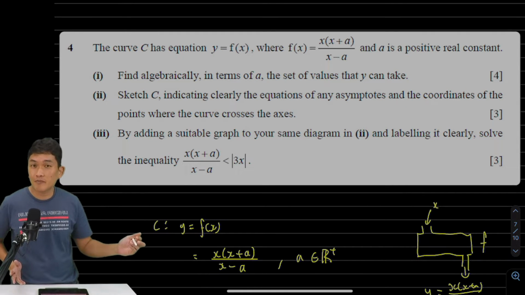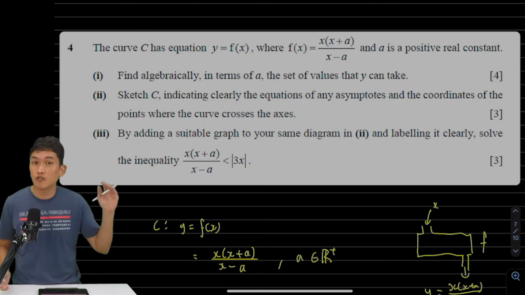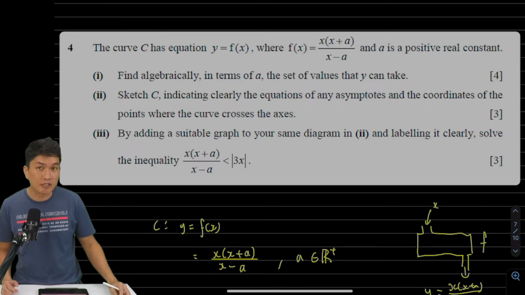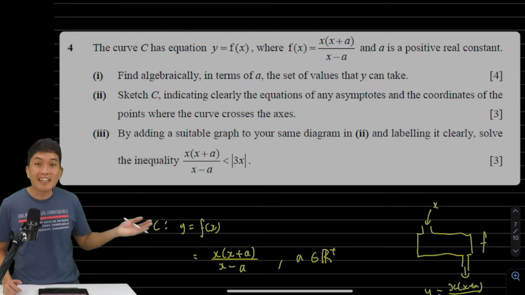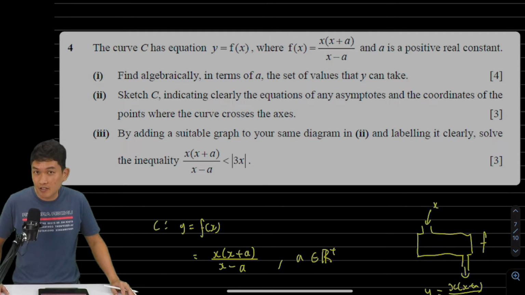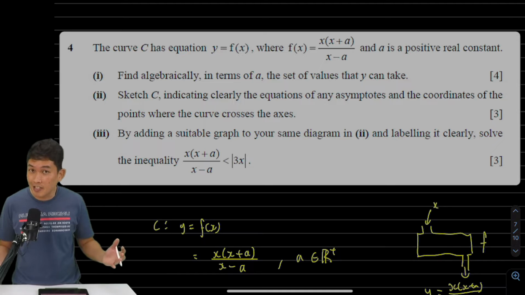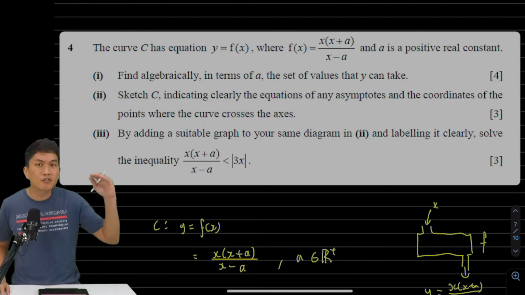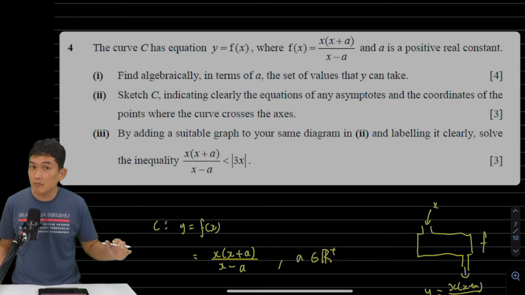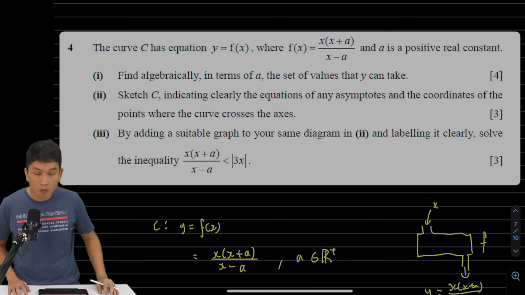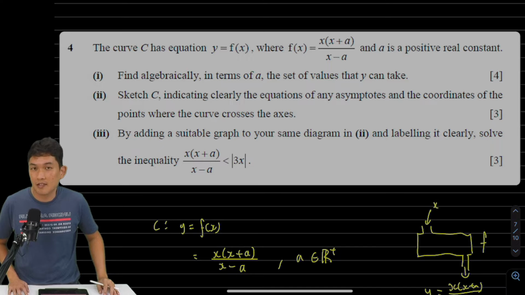Now what a rational function means is just that you have a function in your numerator and a function in your denominator. Okay? And a has to be a positive constant, meaning that it is non-zero. It's important later on. So part 1 says to find algebraically, meaning that you cannot use a GC, you cannot use a sketch to assist you. You have to show in terms of just steps and algebraic manipulation what are the set of values y can take. Now what do we mean by the set of values y can take?